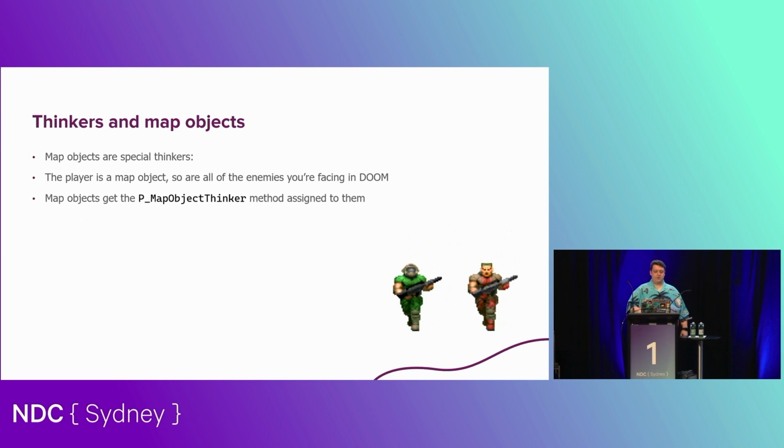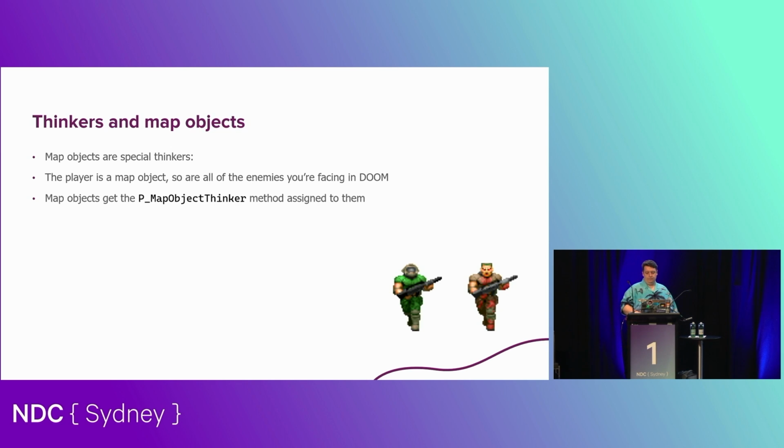And map objects are special thinkers. These are most of the times the enemies that start chasing you, but you, the player yourself, are also a map object. And whenever they're supposed to act in the game, they're going to be assigned the map object thinker method in the original source code so that they can start reacting to the level.